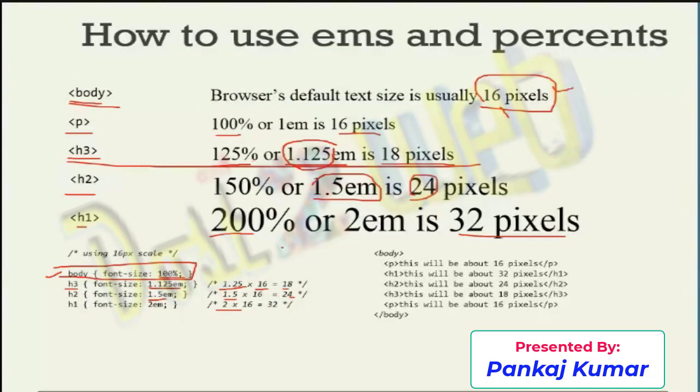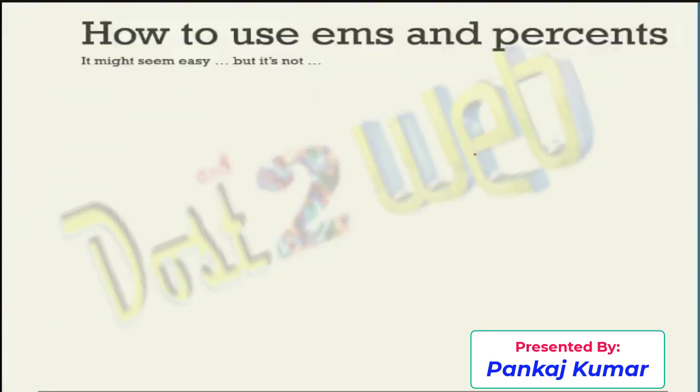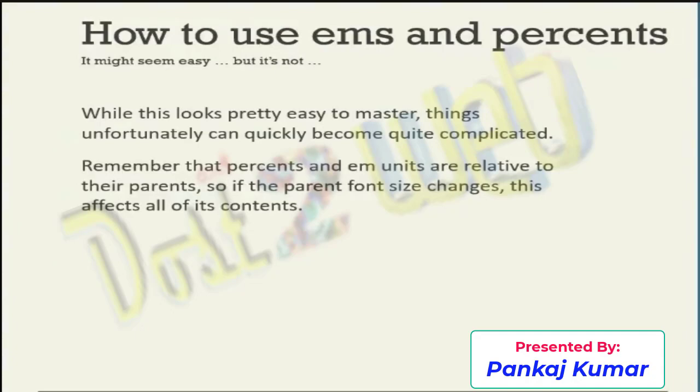This way, it will calculate, and you can use EMs and percentages in your application. You can use it this way. Then you have seen that it's pretty easy to master, but unfortunately it quickly becomes quite complicated, because you have to multiply and remember that percent and EM units are relative to their parents. Only then can you calculate the size of the particular element and display the content accordingly, right?